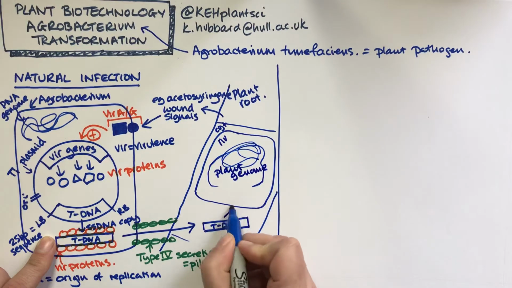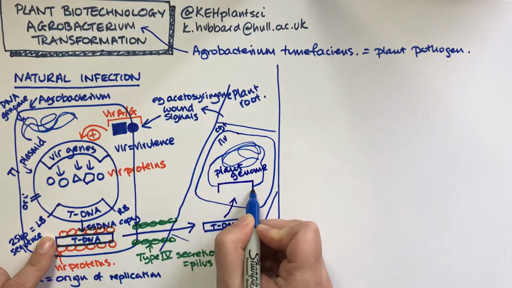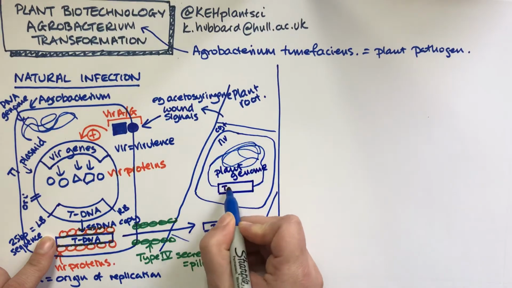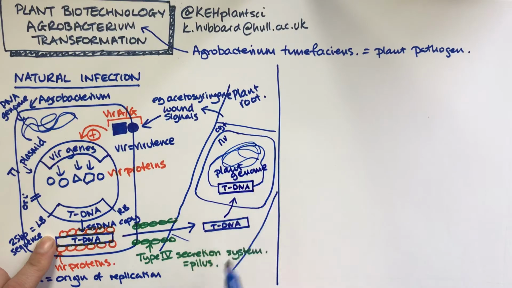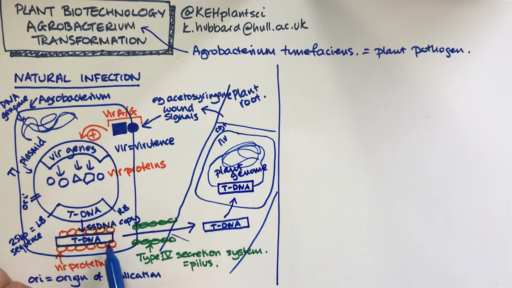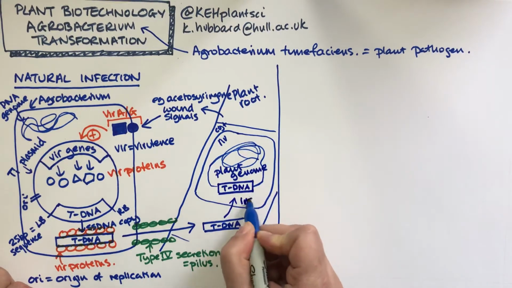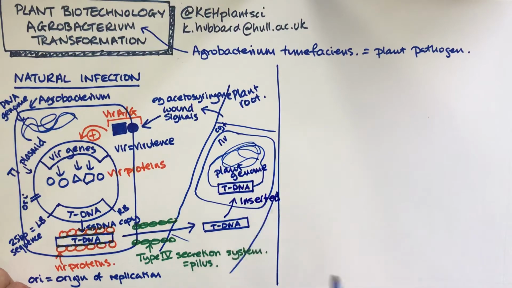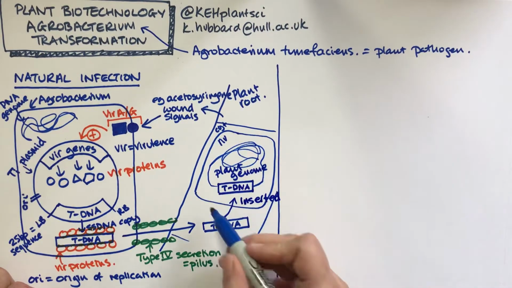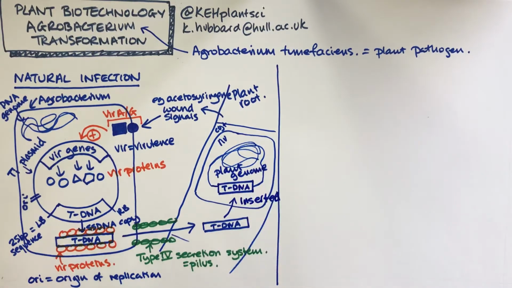So the tDNA, again catalysed by more Vir proteins, gets inserted into the plant genome. So this was made from a bacterial plasmid, it's been packaged up, it's been transported across, and it's now been inserted into the plant genome. And now the plant just recognises it as a piece of DNA. It doesn't think it's foreign. It's able to use that DNA.